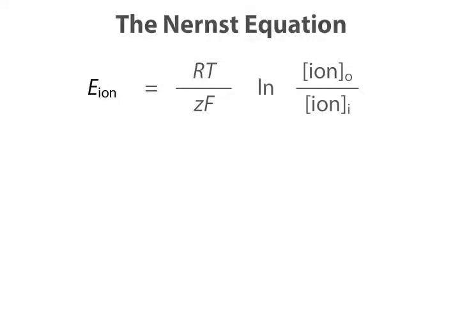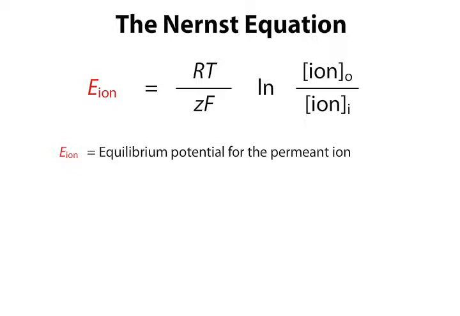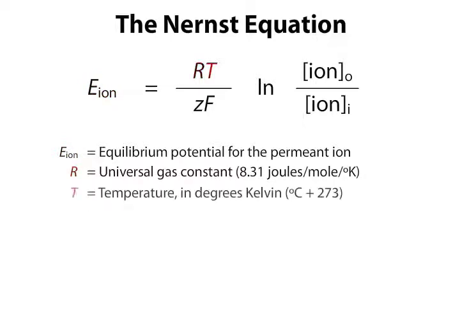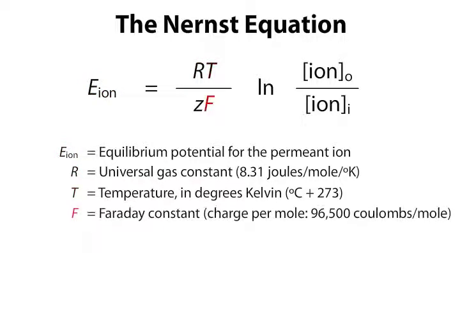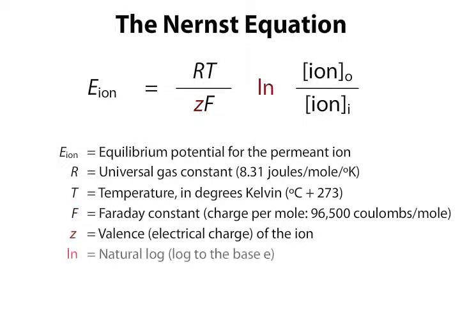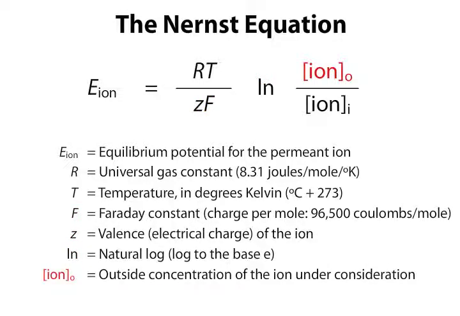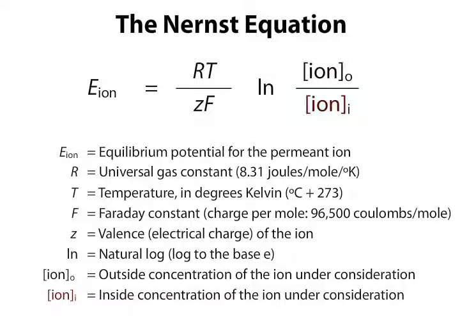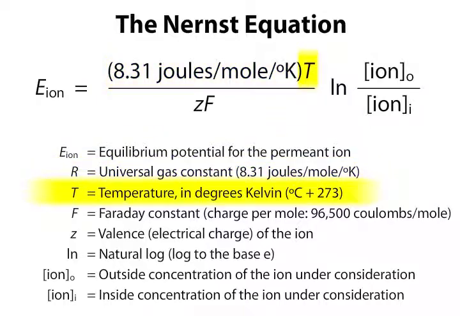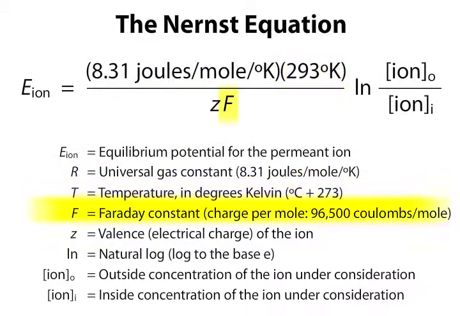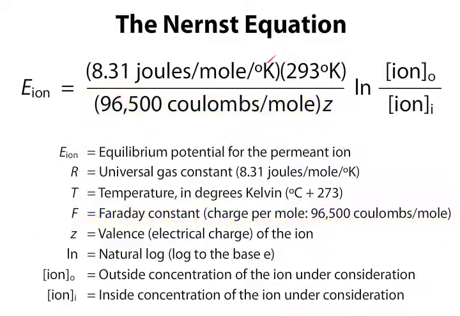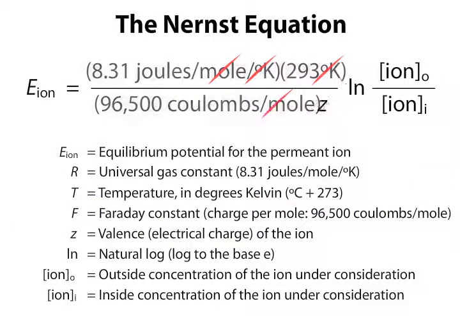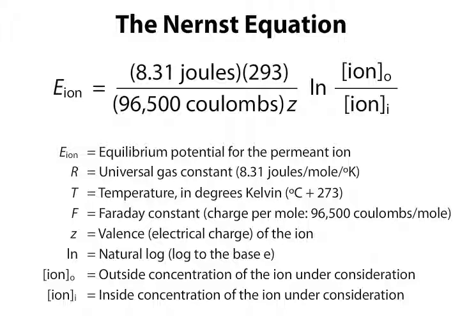The Nernst equation brings together descriptions of the equal and opposite electrical and chemical forces that act on the permeant ion. It allows us to calculate the equilibrium potential from the internal and external concentrations of any ionic species. We can simplify the equation by entering the values for the constants. Note that the units for the Nernst equation are joules per coulomb, which is the same as for volts.